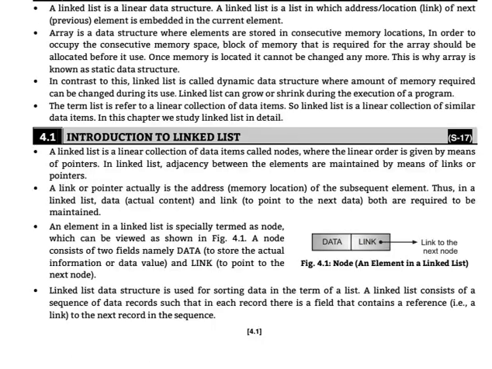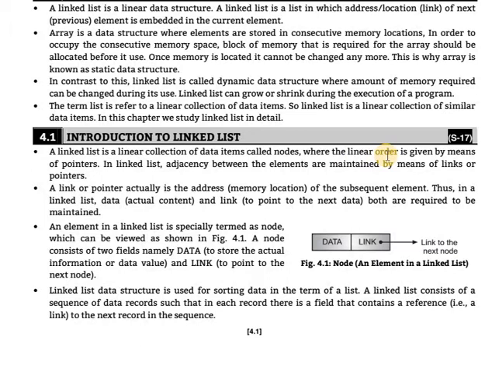First, introduction to linked list. What is meant by a linked list? A linked list is a linear data structure of data items called nodes, where the linear order is given by means of pointers. In a linked list, the adjacency between the elements is maintained by means of links or pointers. Meaning, in a linear list, the collection of data items are also known as nodes, and the values or elements are in a linear order given with the pointers.